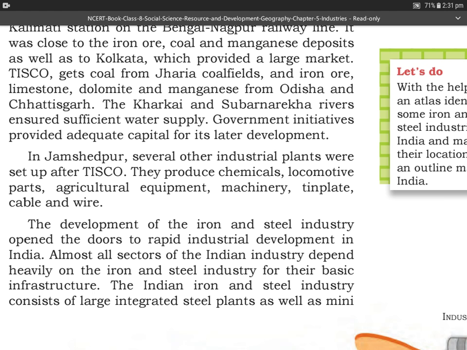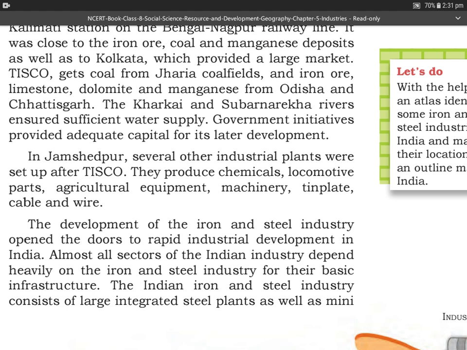Almost all sectors of Indian industries depend heavily on the iron and steel industry for their basic infrastructure. As I earlier told, iron and steel is basic for all the industries. So whatever was produced as output from iron and steel industries was used as an input for the other industries and it gave rapid acceleration to industrialization in India.